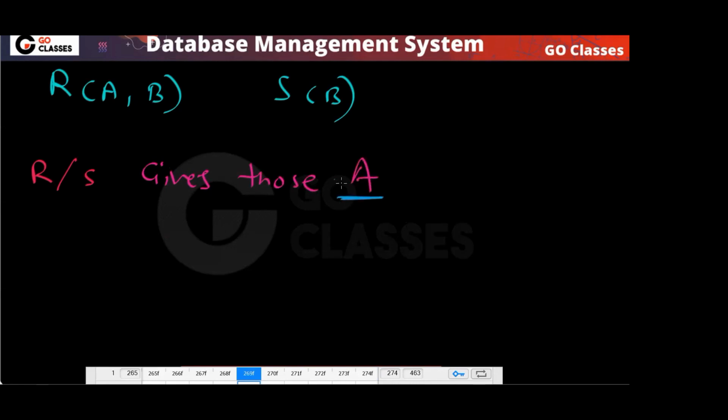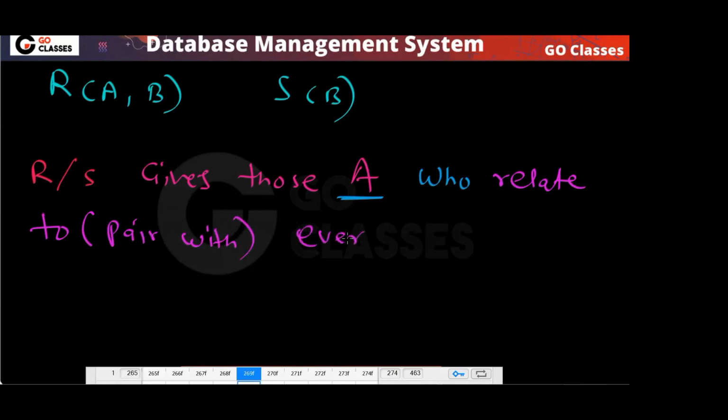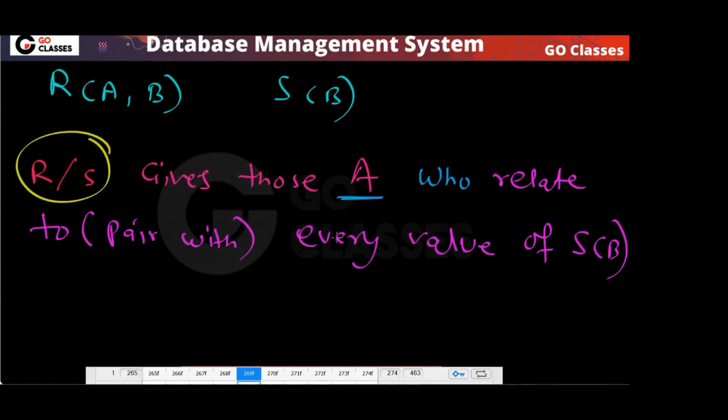So this gives you those A's who are paired with everyone, who have taken every value of B. Who relate to, or I can say who pair with, every value of S. Agree? So this R divided by S will basically give you those A's who pair with every value of S in R.